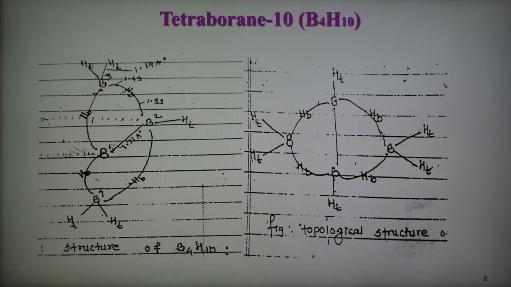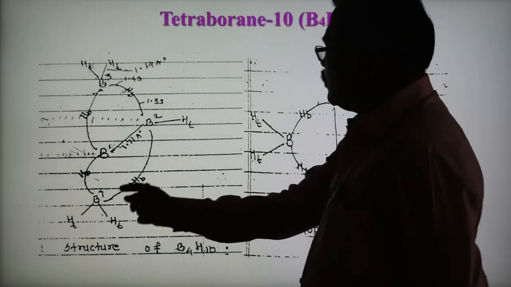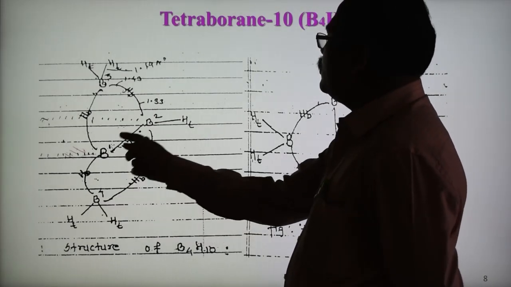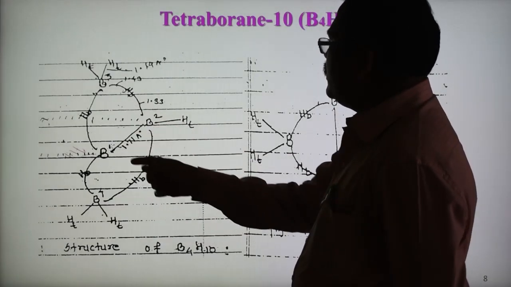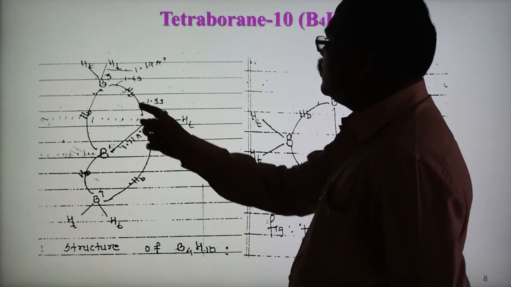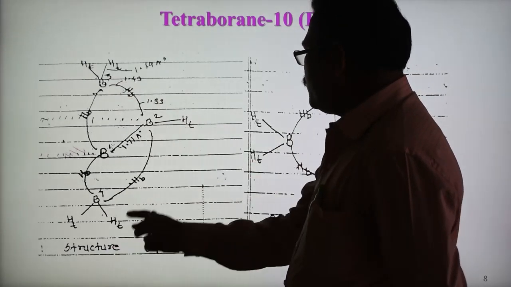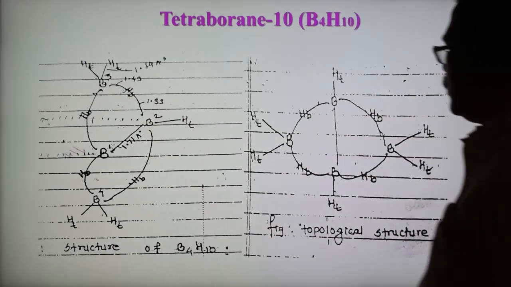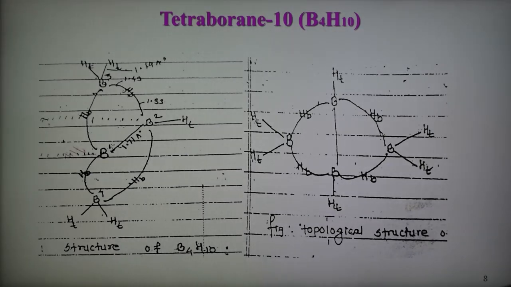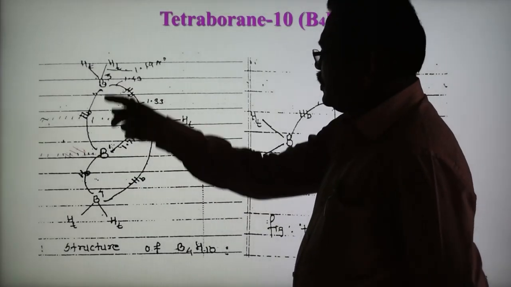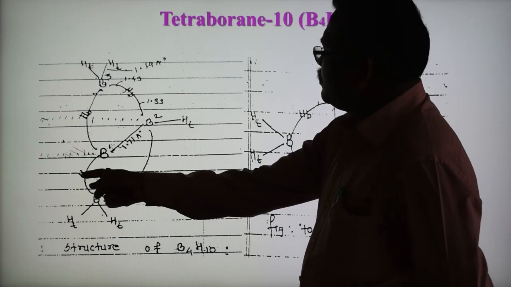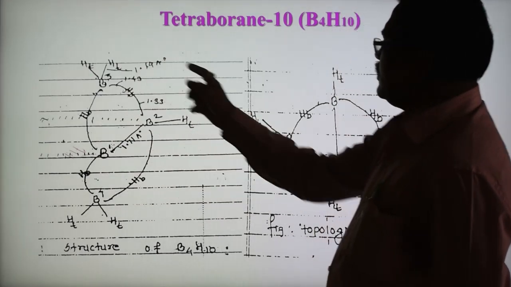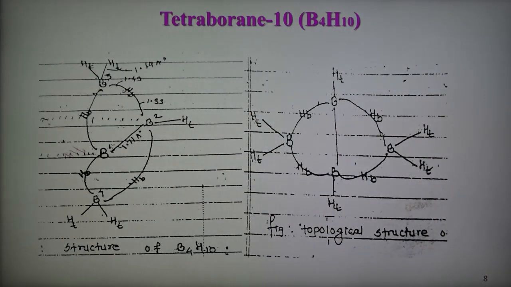Now, this is the structure of tetraborane B4H10. So this is boron 1, this is boron 2, and the numbers are given: 1, 2, 3, and this is 4. There are four borons, with bridging hydrogens and terminal hydrogens. So we can also show this type of structure of B4H10.